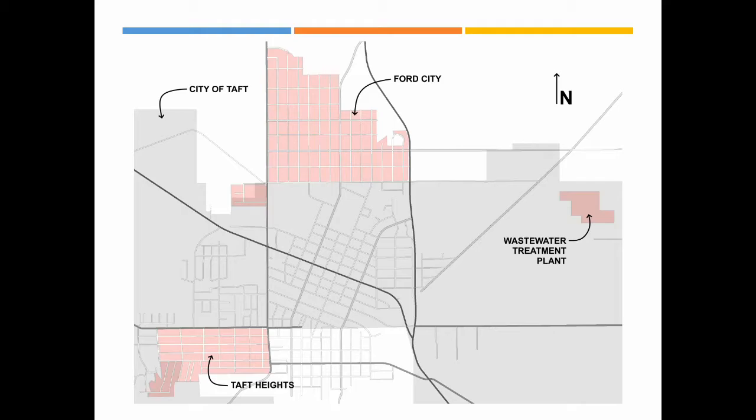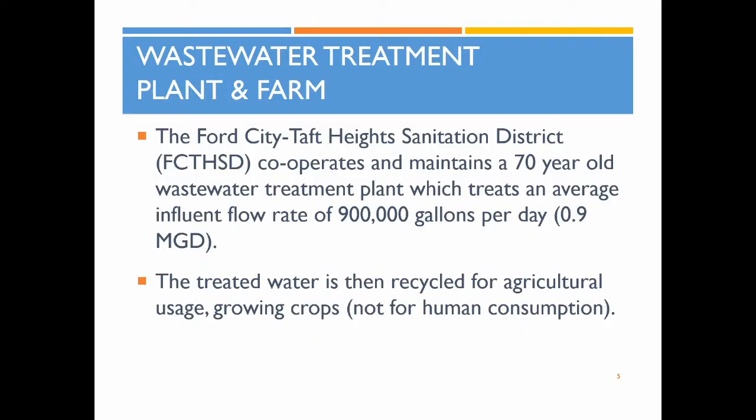Here is a map of our district. This is Highway 119 and this is Highway 33. The areas in gray are the incorporated city of Taft, and this northern pink area is the Ford City area, and this southern pink area is Taft Heights. To the east, off of Ash Street and Airport Road, is the wastewater treatment plant. The treatment plant is operated jointly by the City of Taft and the Ford City-Taft Sanitation District.